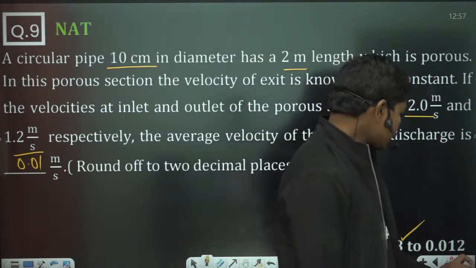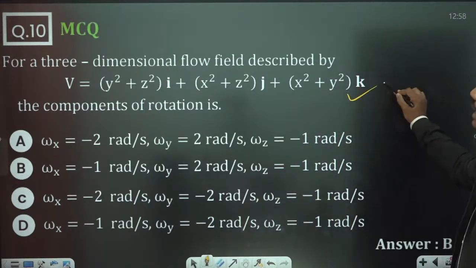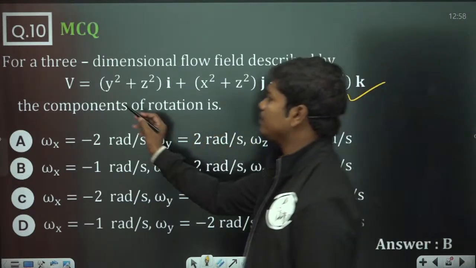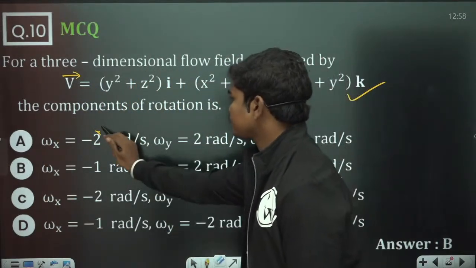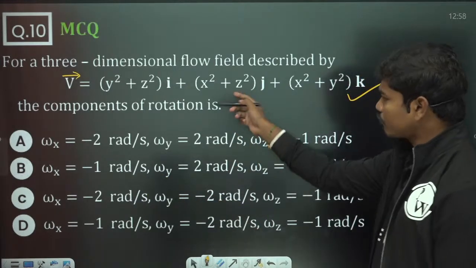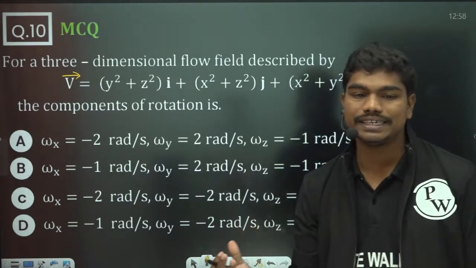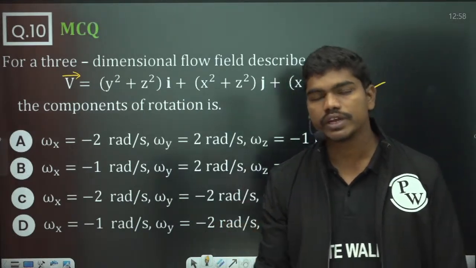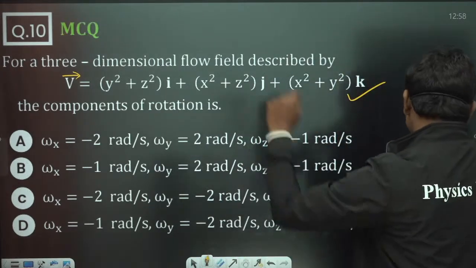Now let's go for the next question quickly. For a 3-dimensional velocity field described by V bar equal to (y square plus z square) times I, of course, bold letters mean I bar, J bar and K bar, the components of rotation are. It's a simple question. I thought of giving you this to make you know how to calculate the angular velocity components.